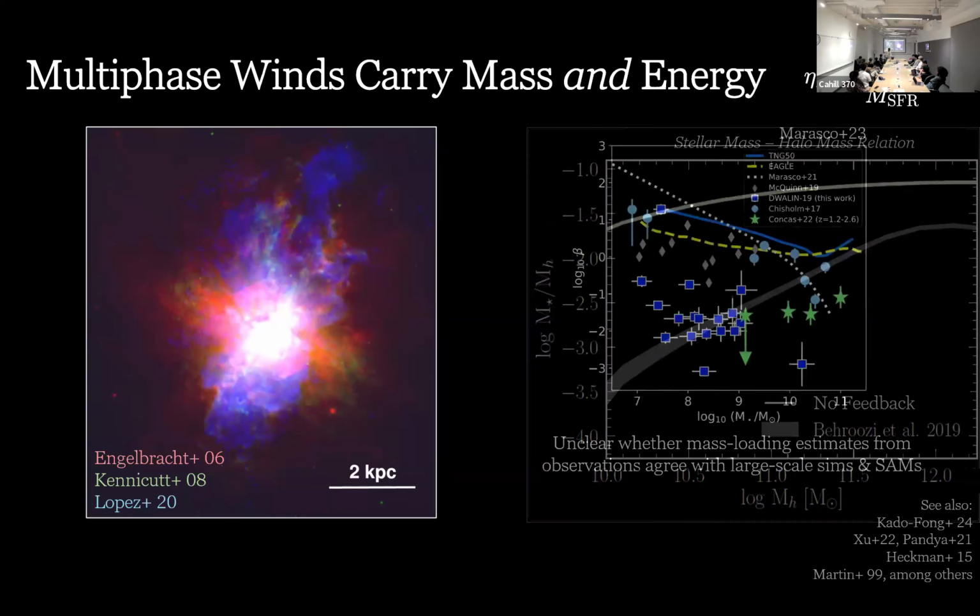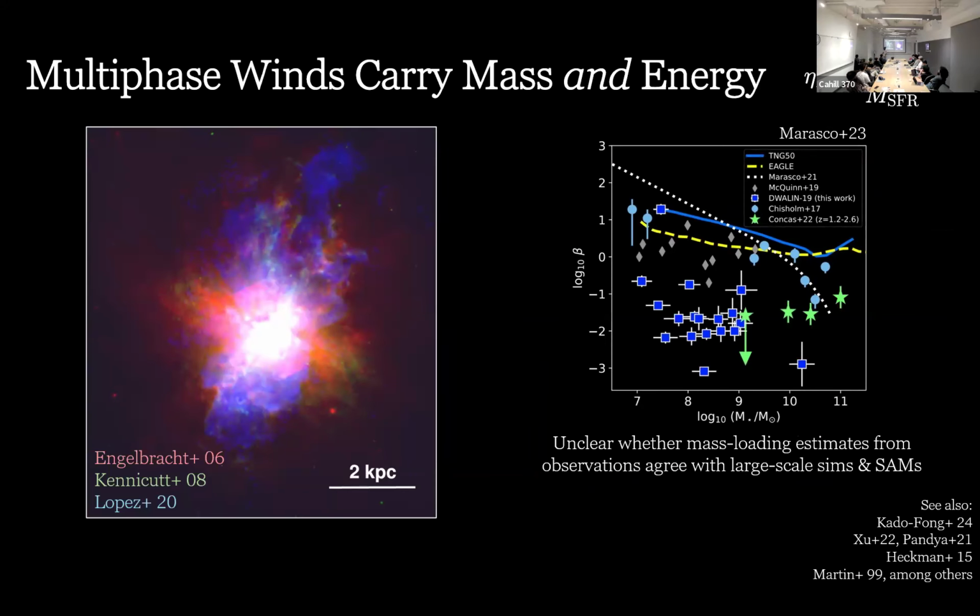However, when we look at observations, when we try to measure eta_m of these winds directly in the real universe, the picture is a lot less clear. So here's a collection of recent estimates of the mass loading factor. They call it beta, but it's eta_m, from a few observational studies in H-alpha and from UV absorption studies, both trying to constrain the warm phase component of the gas carried in these outflows as a function of stellar mass, compared to a few predictions from large-scale cosmological simulations.